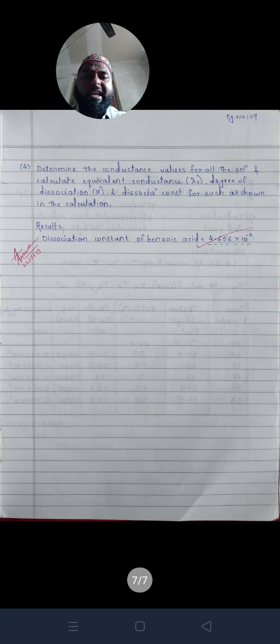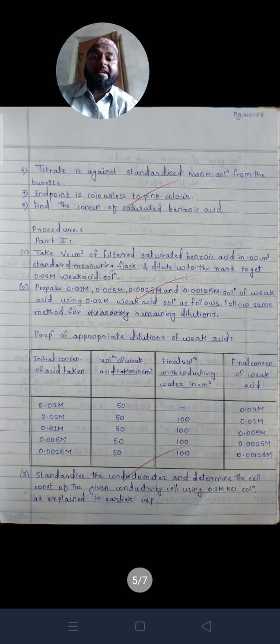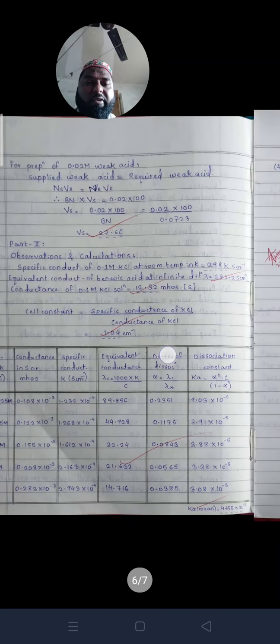It is again a very simple experiment. First of all we have to standardize the NaOH solution using the succinic acid. Then from that NaOH we have to standardize the benzoic acid. Once you have standardized the saturated solution of the benzoic acid, from that solution we prepare the different solutions having different concentrations as recorded in the table. Once you prepare them, we just have to note the conductance of those solutions. First of all, always note the conductance of the 0.1 molar KCl solution, which is useful for the calculation of the cell constant. With this you have got this experiment, and finally we have to note the result.